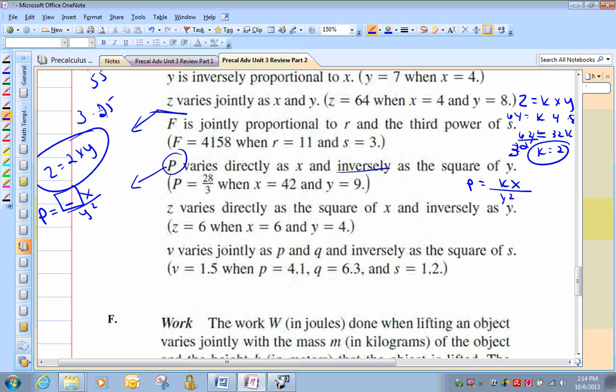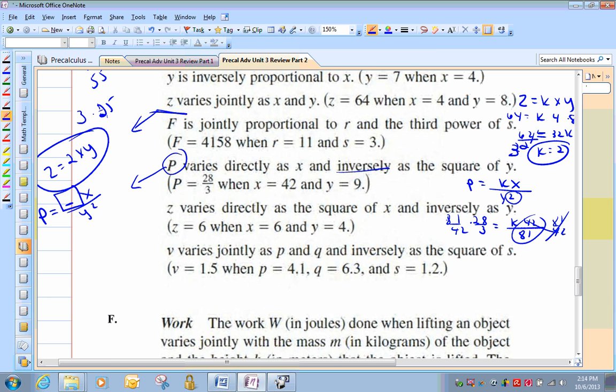So P is 28/3. I'm going to just use my space over here. So 28/3 equals K. And X is 42. And Y is 9. But it's 9 squared. So 9 squared would be 81. So 42 over 81. And what we could do is multiply by 81 over 42, and that will cross all that out, but we have to multiply by 81 over 42 on this side. Let's see if we can do a little reducing.